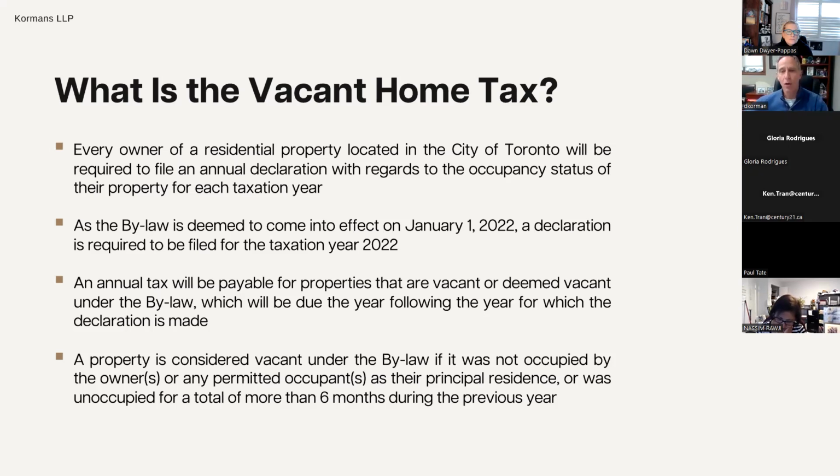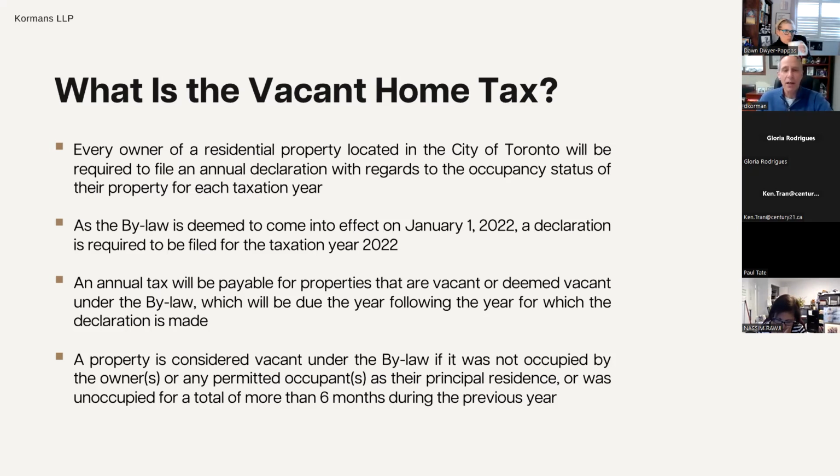Now we're in early 2023. We're going to be filing a declaration for the prior year, and we're going to be paying based on whether it was vacant in 2022. Now the property is going to be considered vacant under the bylaw if it wasn't occupied by the owner or somebody that's considered a permitted occupant as their principal residence. And we'll go through and break this down in a minute.